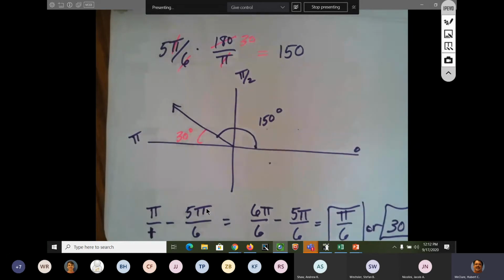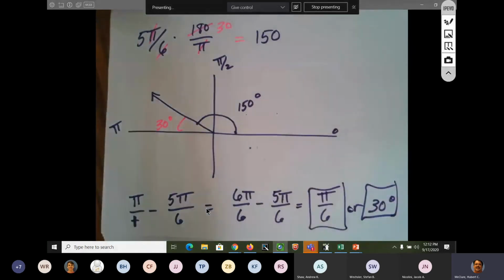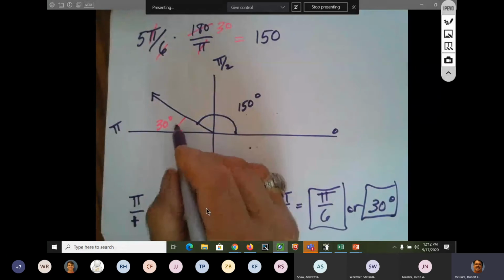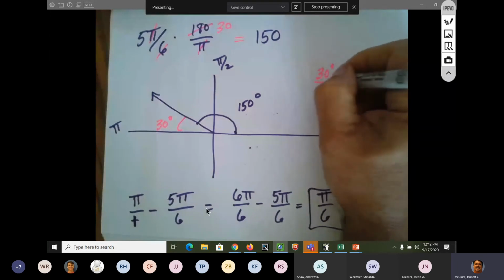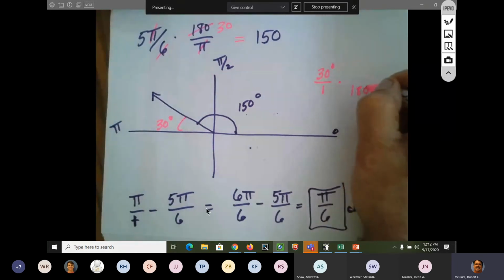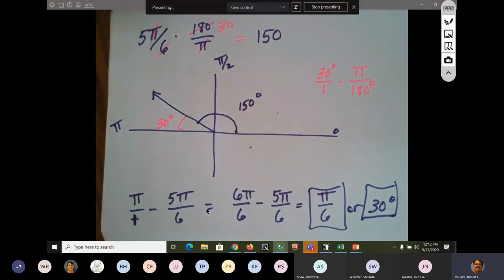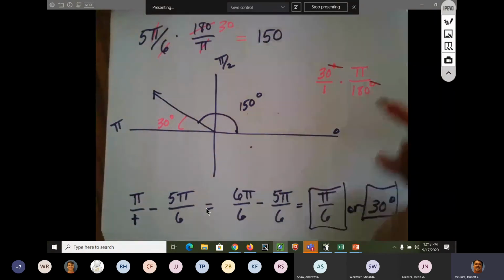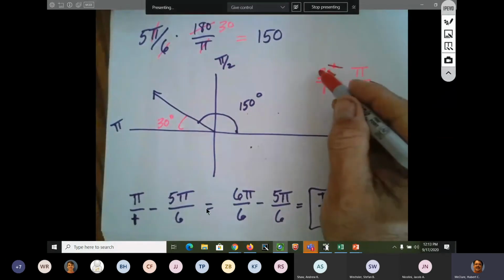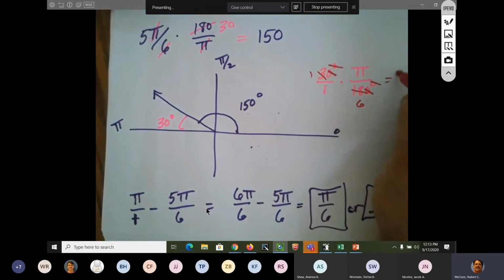But either way you do it, you're going to get the same answer. You just got to put it in terms of pi. Like right now, 30 degrees right here. Well, I got to change that into pi. So I go over here and I say 30 degrees over 1. I need degrees on the bottom. I need pi on top. The degrees cancel, and it leaves you with pi. The zeros cancel, and that leaves you with 3 will go into 3 one time. 3 will go in there 6 times, pi over 6.